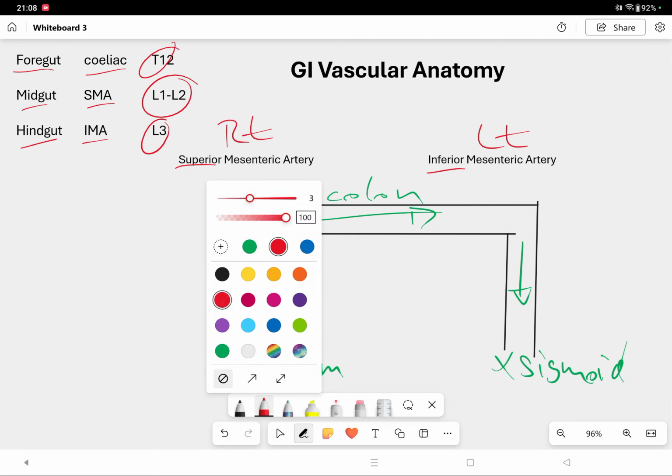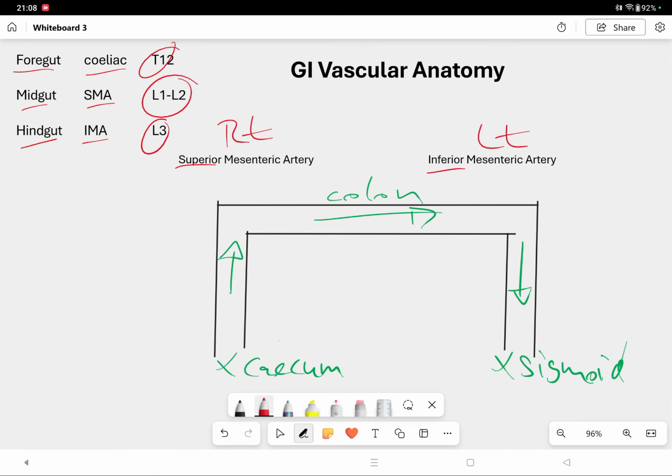So let's now go into the actual vasculature itself. We've got 3 branches on each side. Okay, so if I draw a little line there, 3 branches on each side. Let's go with the middle branch first. And what are we going to supply? Well, we're going to supply the colon. Hence, it's a colic artery. And on both sides we've got this colic artery. This one's on the right hand side, so this is the right colic artery, and this is on the left hand side, left colic artery.